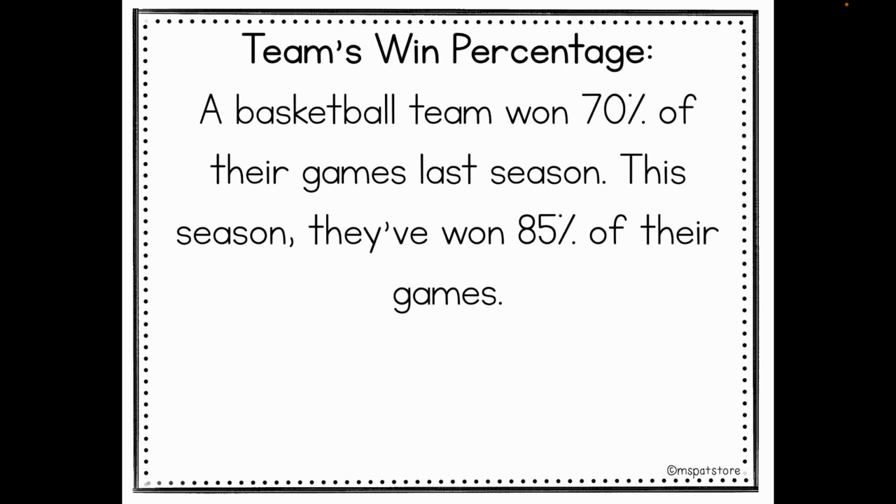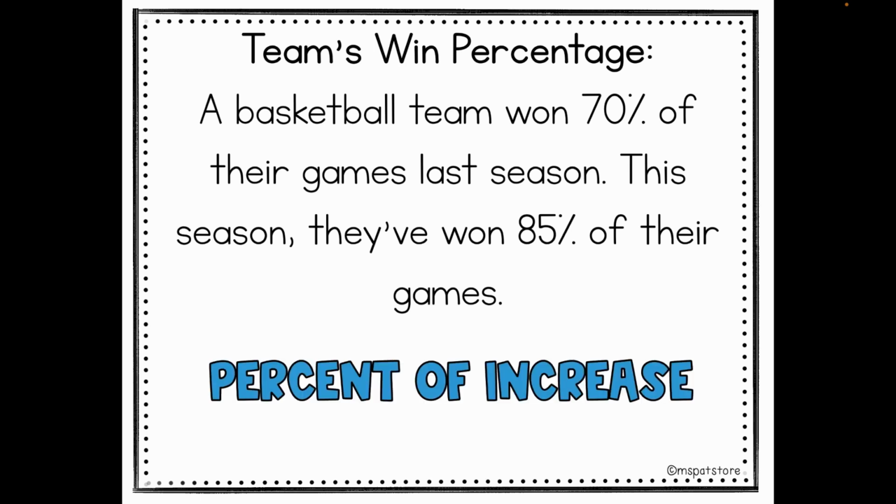A basketball team won 70% of their games last season. This season, they have won 85% of their games. Pause the video and try to think. Is this a situation where the percent is increasing, decreasing, or there is an error? This is an example of a percent of increase, as they got 70% in their last season, but now in this season, they got 85%.